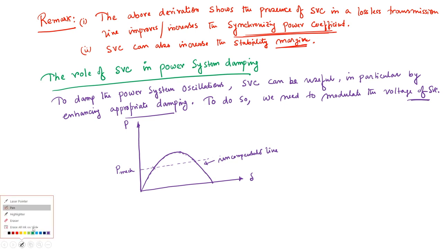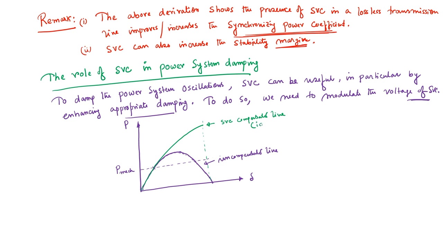Now, I have also seen that if we consider that SVC is designed to hold the midpoint voltage constant, then it will revise this P-delta characteristic something like this. So, this is for the SVC compensated line, the ideal case, in the meaning that SVC is capable of holding the midpoint voltage constant. So, when we design the SVC to hold the midpoint voltage constant, this will be the characteristic.